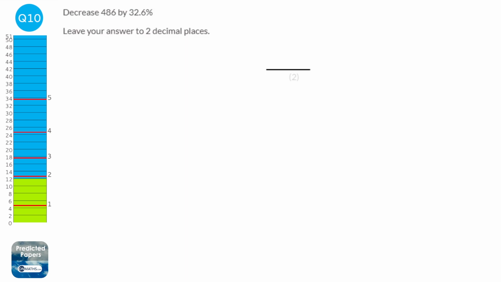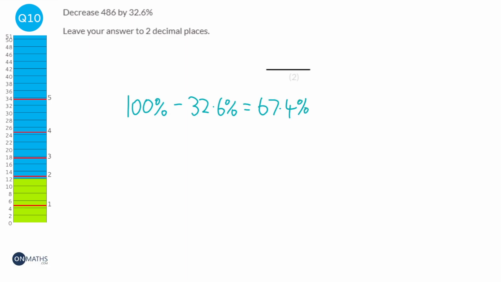We're going to start off by finding what the multiplier will be. So we'll start off with 100%, and it's a decrease of 32.6%, so we're going to take that away. And that will leave the percentage as 67.4%. Next we need to convert that into a decimal.